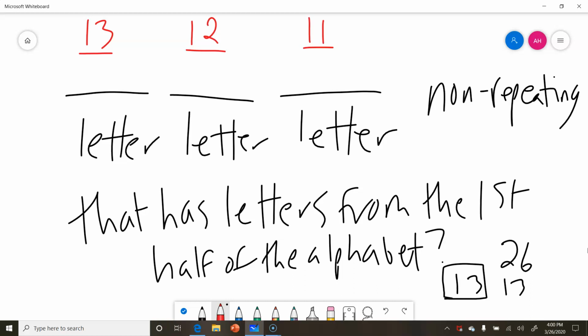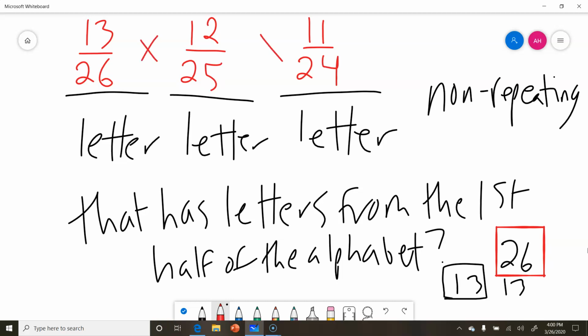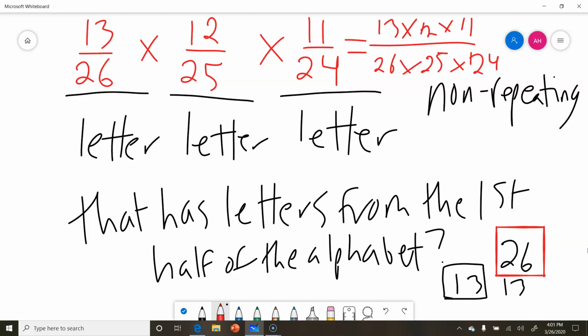Now what makes this different from our last lesson is it's out of 26 letters. So this one's 26. Now here's the thing. It doesn't go down because there's still 26 letters we're choosing from each time. Or I'm sorry, it does go down because we can't have a repeating one. So it will be 26, 25, and then 24. Now the way we find this is we have to multiply all of these. So you multiply all of the top, 13 times 12 times 11, all of that divided by 26 times 25 times 24. So you do that in your calculator.